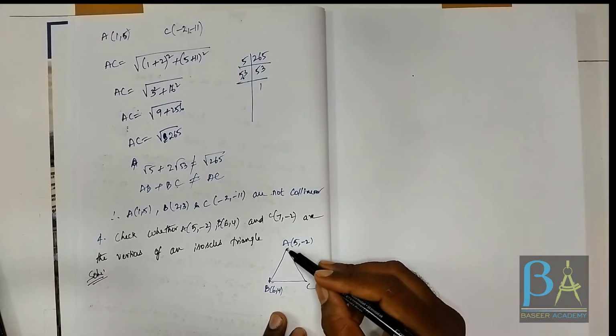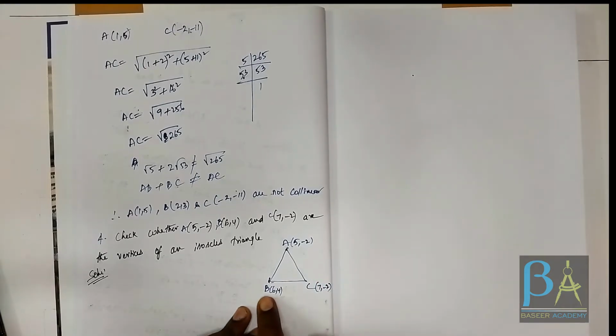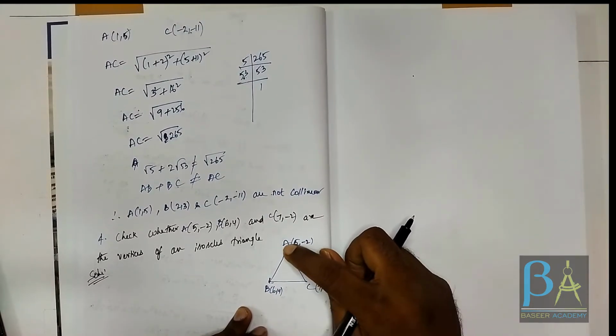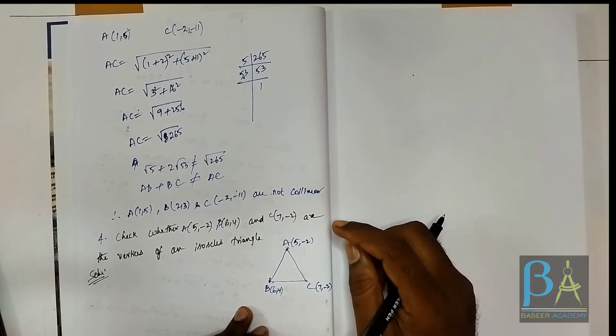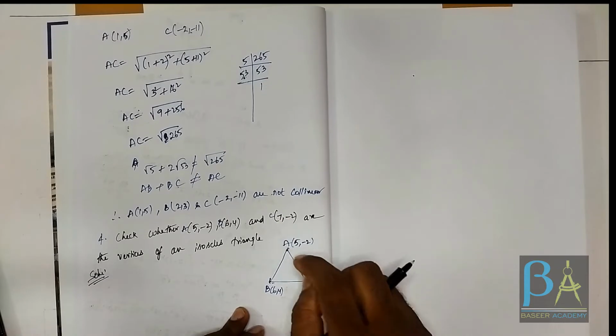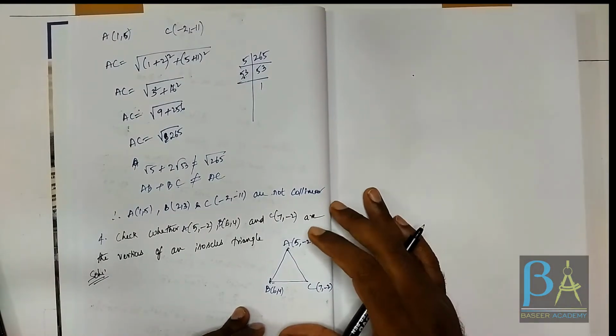You can find the distance between point A and point B by using the distance formula, right? Again, using the distance formula, you can find out BC. Using the distance formula, you can find out the side AC as well. If 2 of the sides are equal, then we'll say that these points form an isosceles triangle. If not, we'll say that the points do not form an isosceles triangle.